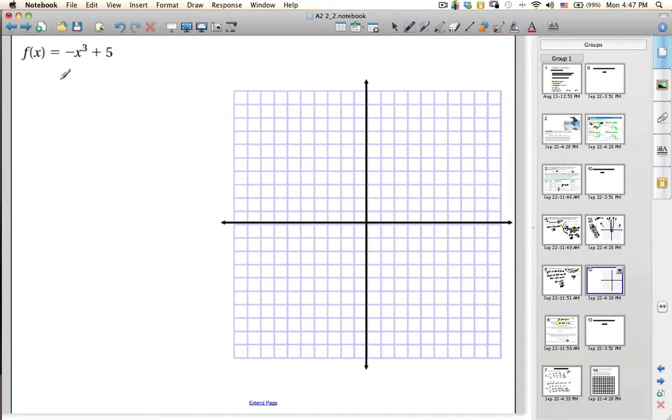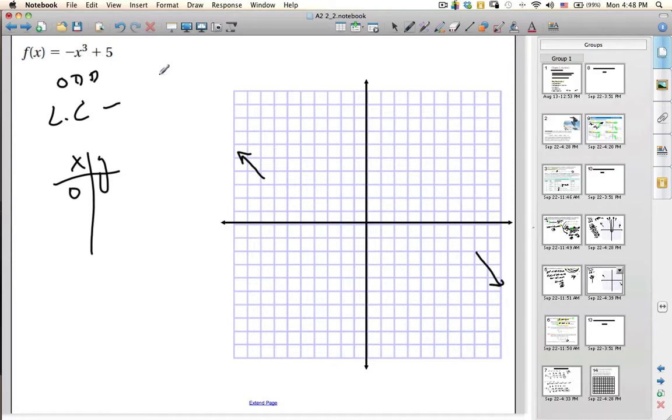So now here my degree is odd, and my leading coefficient is negative. So if it's negative, that means I know that this end goes down, and I know the ends do opposite things because it's odd, so I know this end is going to go up. Now if I go ahead and start picking some values, you're going to find me picking 0 a lot.